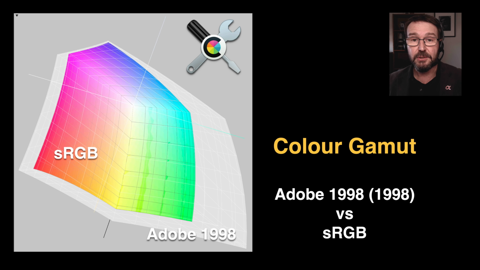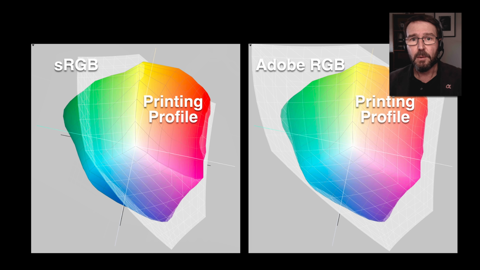Just to show you in a 3D model of these two gamuts, the sRGB is sitting inside that white frame, which is the Adobe RGB color space, and that has 40% more volume of colors, and we're talking about the rich colors it can encompass. Now, is that a big thing for photographers? Well, if you are printing, yes, it is a big thing.